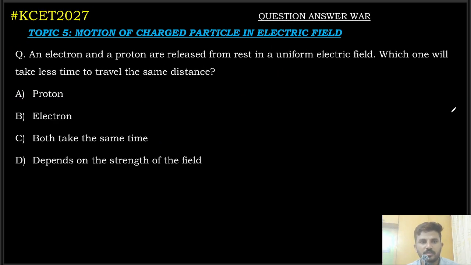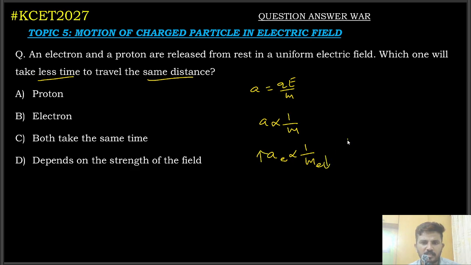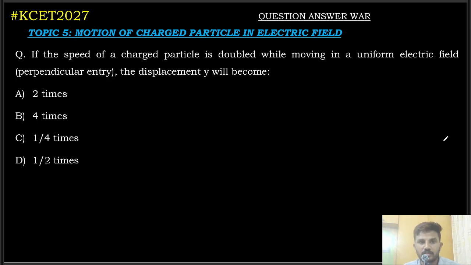Very important KCET question. Then an electron and a proton are released from rest in the uniform electric field. Which one of these takes less time to travel through the same distance? So since the acceleration is given by QE by m, and proton and electron have the same magnitude of charge, a is inversely proportional to m. So since the electron has less mass, its acceleration will be more. If acceleration is more, time taken will be less. So the electron takes less time to travel the same distance because its acceleration is more. It moves faster, that's it.